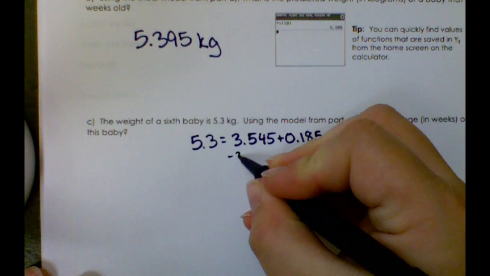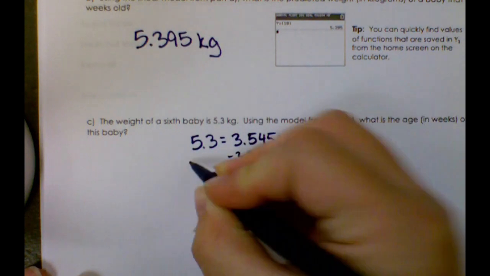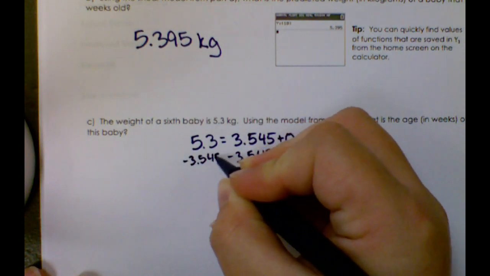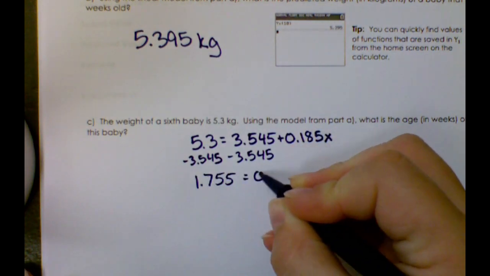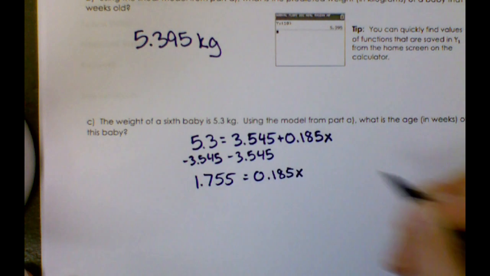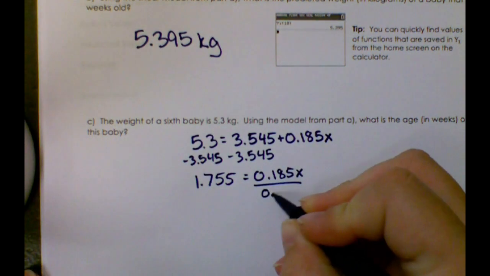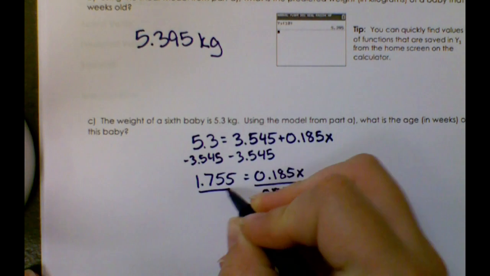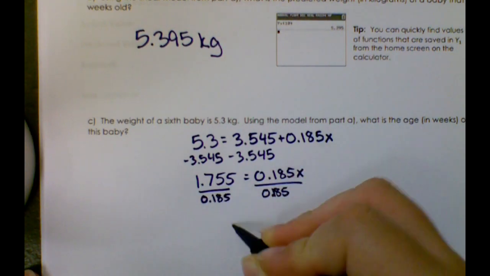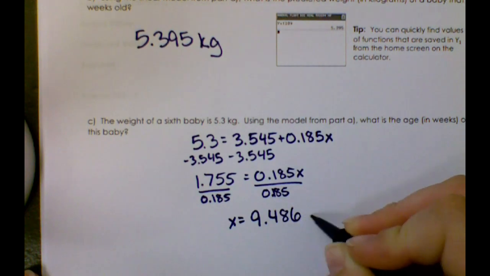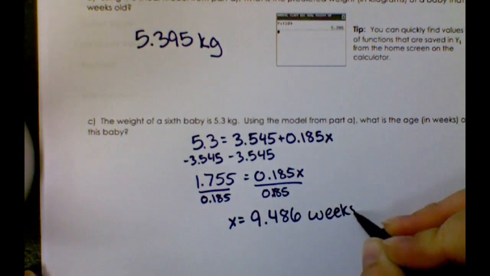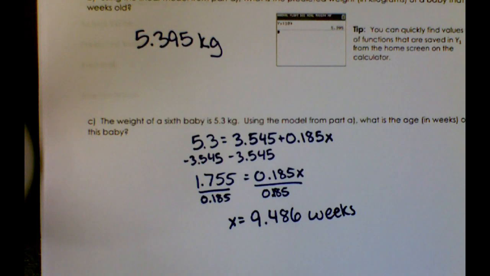So I'm going to subtract my 3.545. And I get 1.755 equals 0.185x. And then I'm going to divide by 0.185. And I get that x is about 9.486 weeks. So our 5.3 kilogram baby, we're going to assume is about 9.5 weeks old.